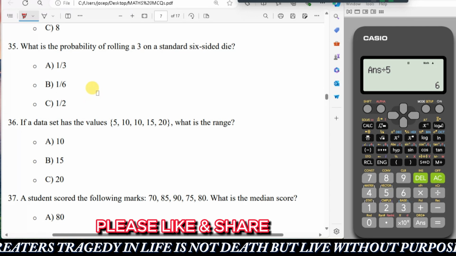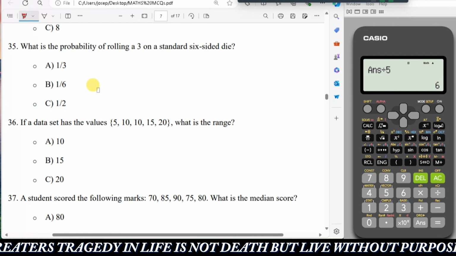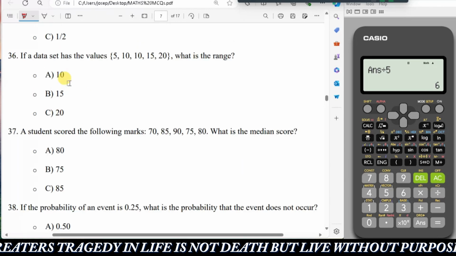Number 35. What is the probability of rolling a 3 on a standard 6-sided die? If you are throwing a die, what is the probability that you get 3? How many times is 3 written on the die? It's only 1. So you only have 1 over 6. Out of the 6, you can only get 3 once. There's no way you can throw once and get 3 twice, right? So it means you have 1 over 6. So just take this logic and you'll be able to answer all the OBJ questions.